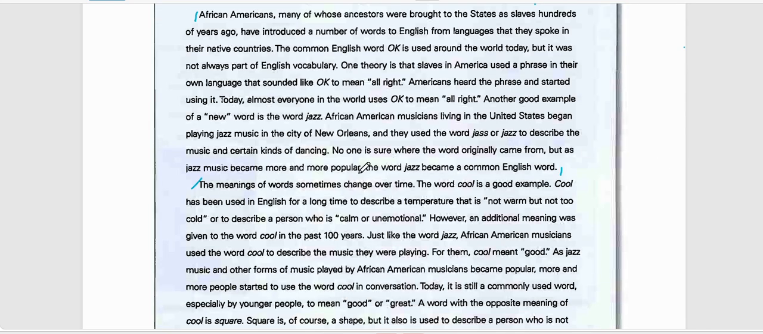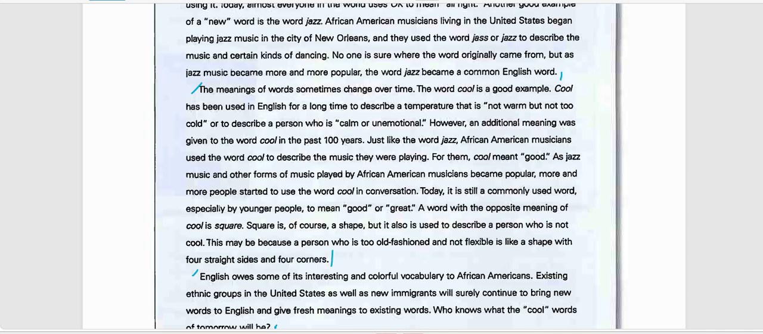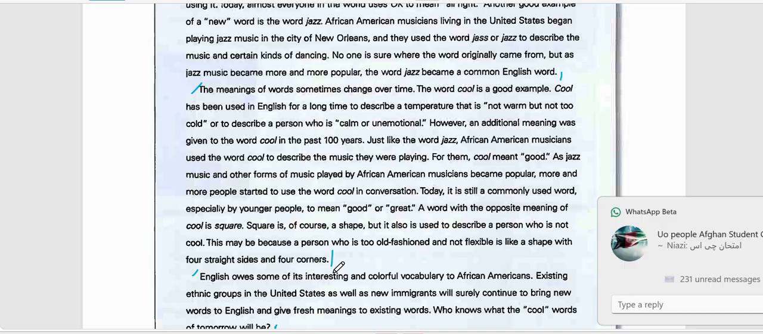"The meaning of words sometimes changes over time." It was also mentioned in the thesis statement. It continues until this part. So until this part, it was the other body paragraph. We have two body paragraphs in this essay.